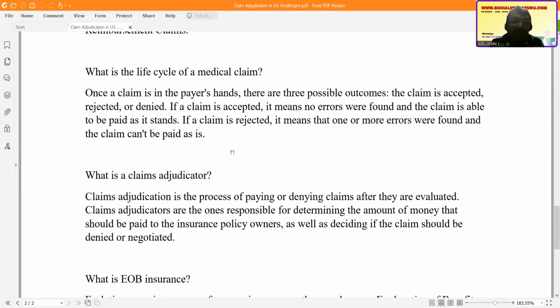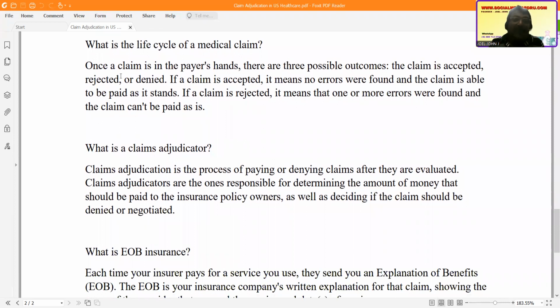What is the life cycle of a medical claim? Once a claim is in the payer's hands, there are three possible outcomes. The claim is accepted, rejected, or denied. If a claim is accepted, it means no errors were found and the claim is able to be paid as it stands. If a claim is rejected, it means that one or more errors were found and the claim can't be paid as is.